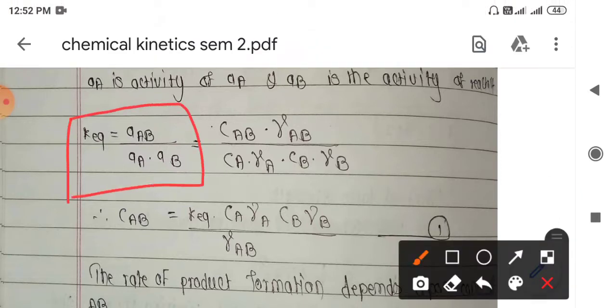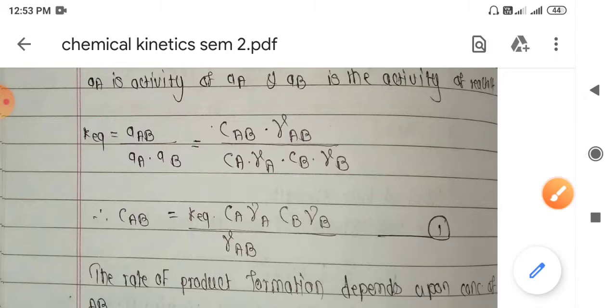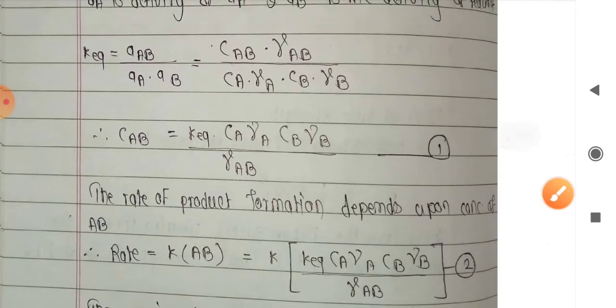So this equilibrium constant is equal to the activity of AB upon the activity of A into the activity of B. And we know that activity can be expressed in terms of concentration and activity coefficient: activity is concentration into activity coefficient. So we simply use that formula here. The activity of AB is the concentration of AB into the activity coefficient of AB, upon the concentration of A into the activity coefficient of A into the concentration of B into the activity coefficient of B.